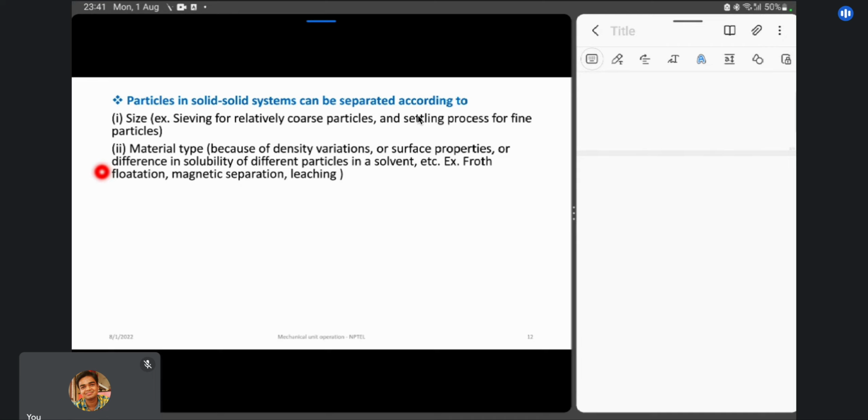Electric forces can also be used. Flotation and leaching are some of the operations we can use to separate the solid system using this kind of size and material type process. So one is size, which we need to understand, and another is material type. Material type is, in other words, the properties of materials.